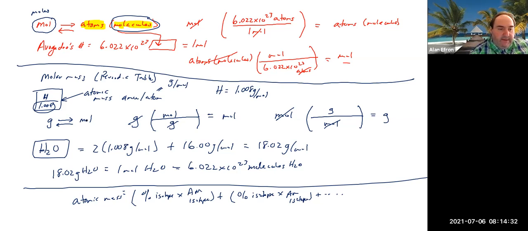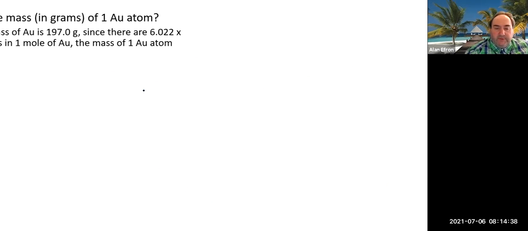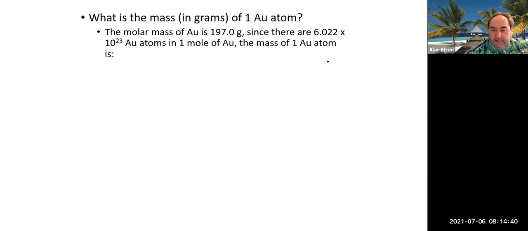Okay. So I think we kind of left off into some of these examples here of grams, moles, and everything like that. So why don't you give this a go and see what you come up with. What is the mass in grams of 1 gold atom? These are some of the numbers there from the periodic table. Molar mass of gold is 197 grams per mole. So see what you come up with, and we'll talk about it.